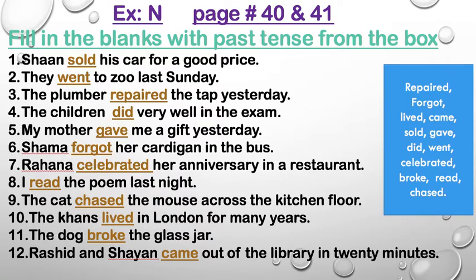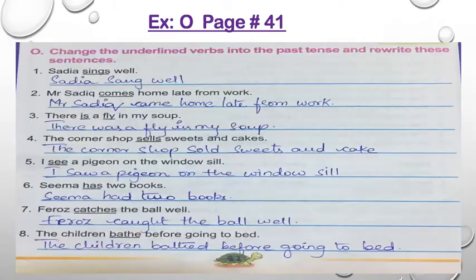Okay, so now let us go to the next exercise. Exercise O, page number 41. Okay, here the question is: change the underlined verbs into the past tense and rewrite these sentences. So here the question is given in present tense, and what we are doing, we are rewriting it into past tense. So let us see the underlined word. It is given in present tense and we have to change that underlined word into past tense.